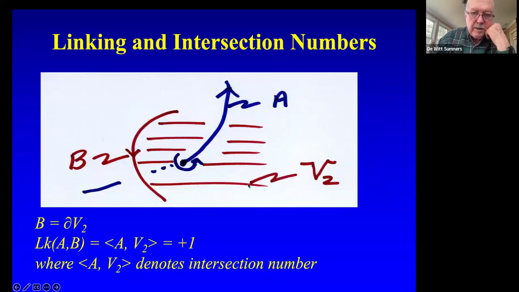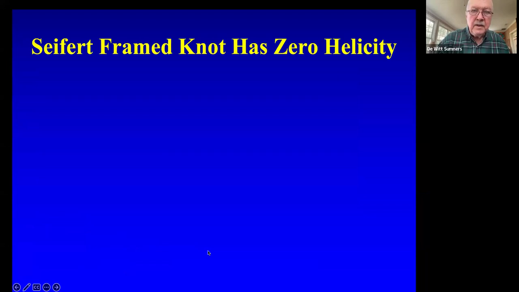It turns out that linking numbers are determined by intersection numbers. So this is Seifert's work, I guess. If the curve B is the boundary of a two-chain V2, a surface you can think of, and the curve A cuts through it here and intersects it in a point with this kind of orientation, the linking number of A and B is in fact the intersection number of A with V2. It's +1 in this picture.